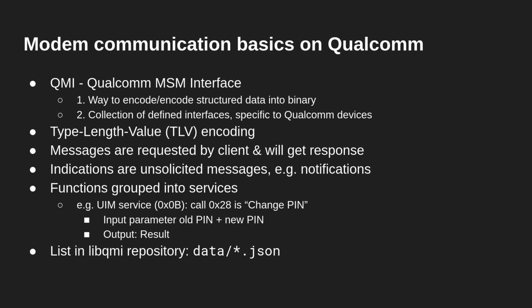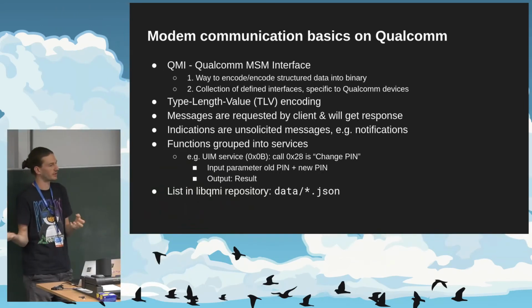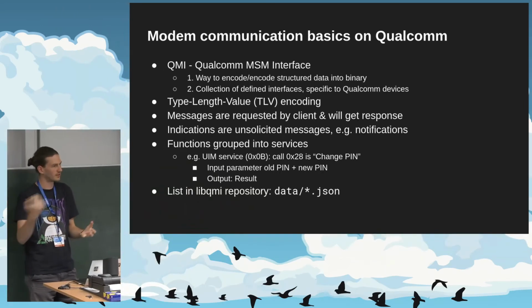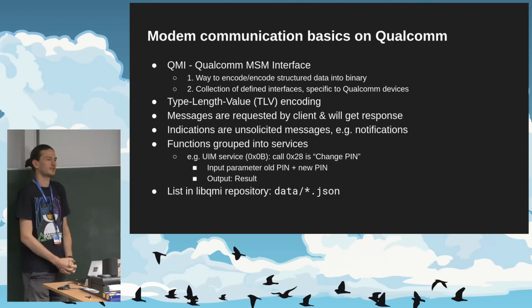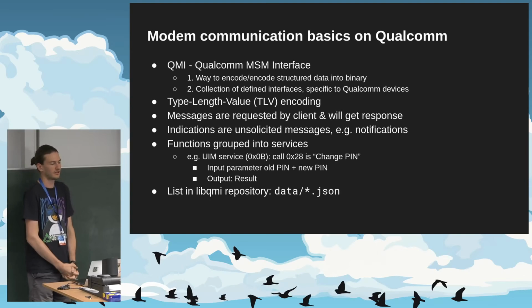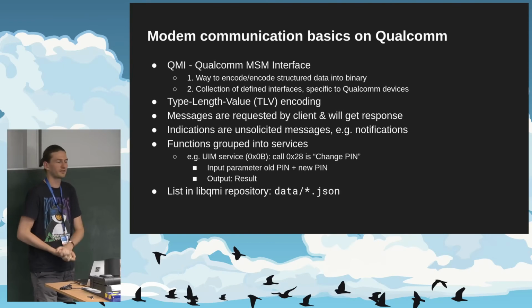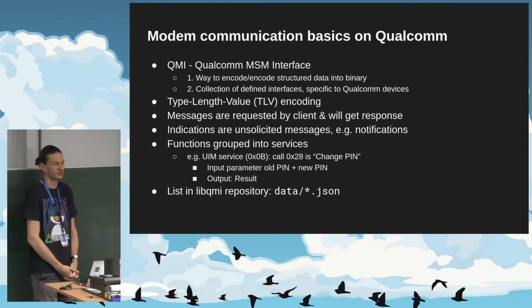All of these messages in QMI are requested by the client, and then you will get a response by the server back. It only works one way in this sense, but there are also these indications which are basically used for notification. So if there's something important that the modem, for example, wants to tell you, it can send an indication for a specific interface, and then you can handle this. For example, if the modem says the network strength has changed, then Android can know that the network strength has changed.